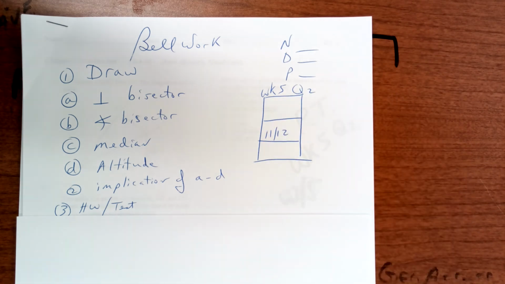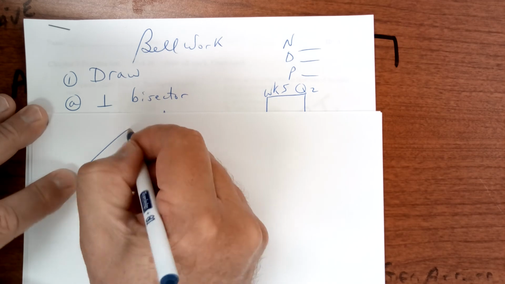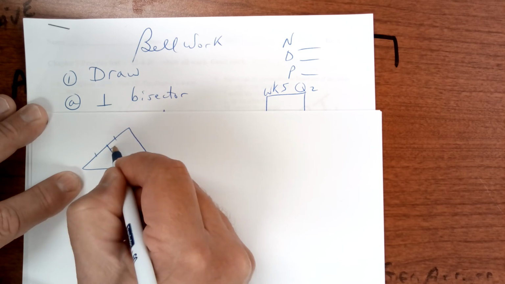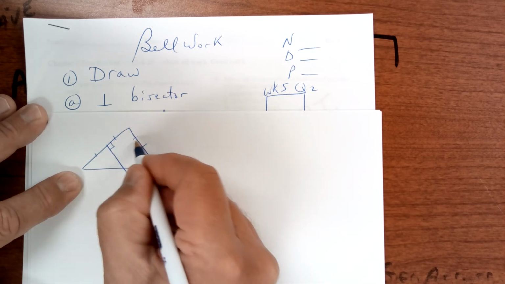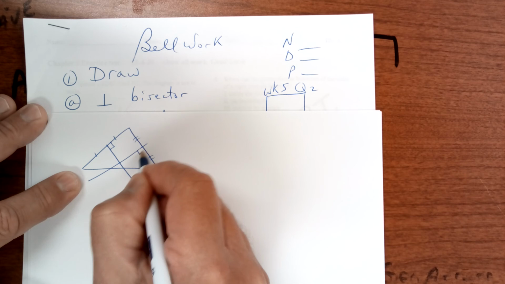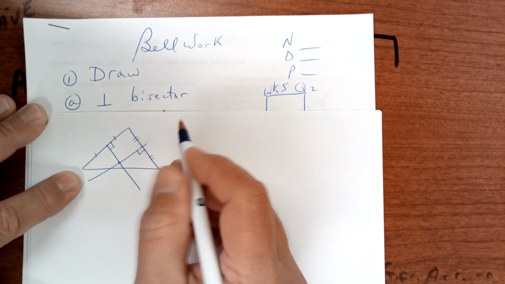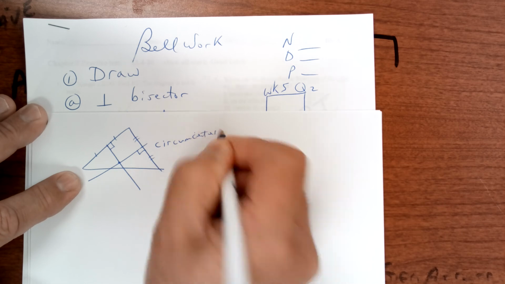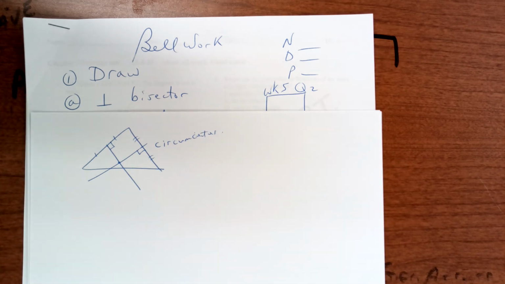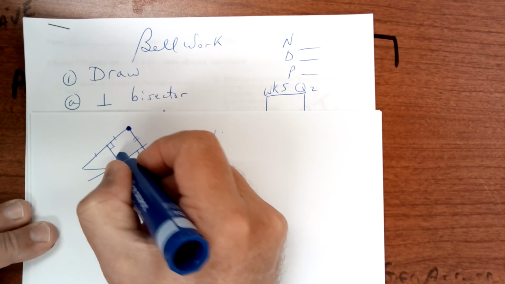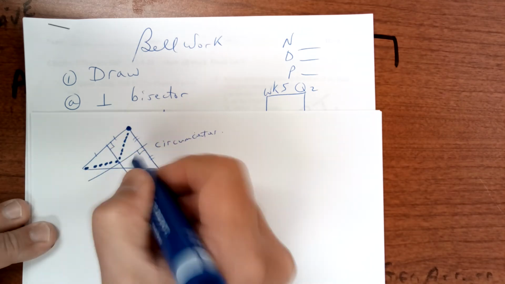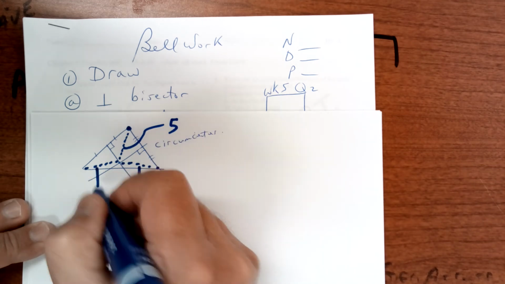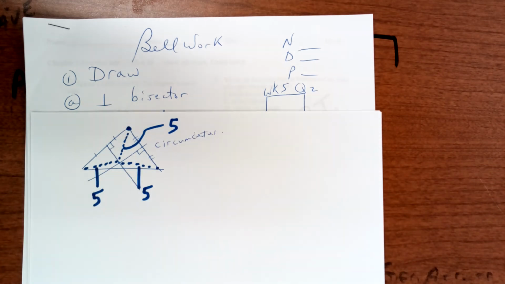First of all, draw a triangle and then draw the perpendicular bisectors. Well, bisector means it cuts it in half in 90 degrees. And where they hit is called the circumcenter. And the significance of that, and you need to know this for the test, is the distance from that point to the vertices are all equal. So if this one is 5, they're all 5. And that is called the circumcenter, and it uses the perpendicular bisector.